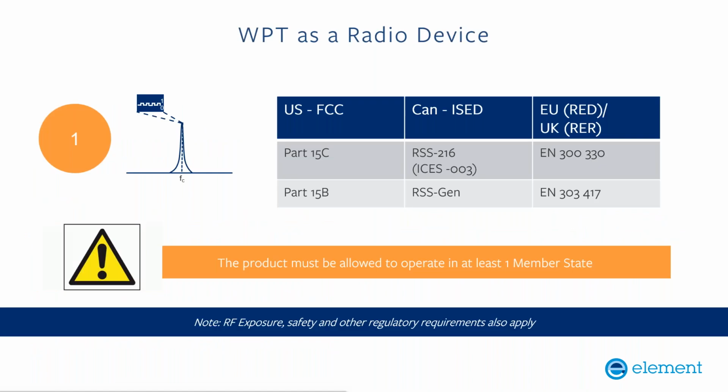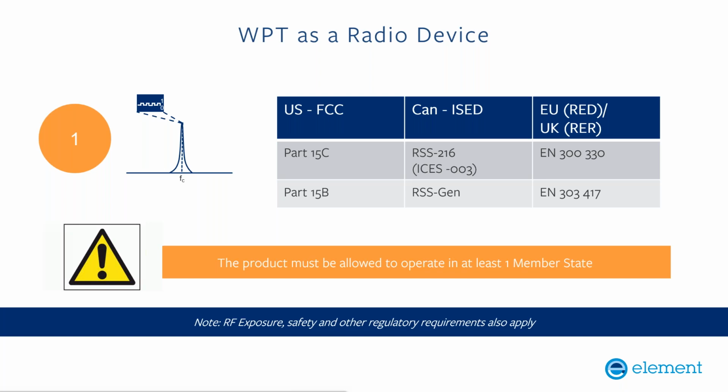So here is scenario one. Scenario one is where a WPT device is a type of radio equipment itself. So this is where there is intelligence in the signal. The signal, the carrier frequency, has some form of modulation to get the feedback on what is happening with the load.